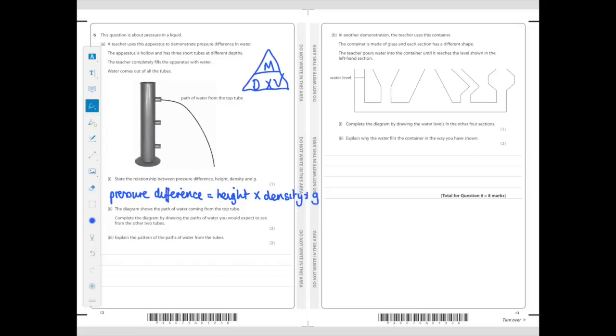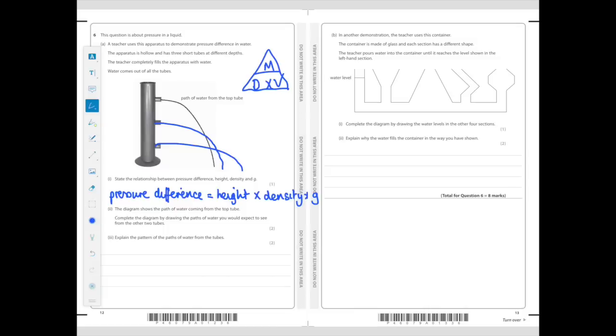Now I already told you that the lower down you go in water, so the further under the ocean, the same is the case here, the greater the pressure that is experienced. That means that the path of water coming out of the lowest pipe will have travelled the furthest due to that increased pressure. So we're looking at something like this. And then for the middle tube, you're looking for an intermediate path, so like that. Explain the pattern of the paths of water from the tube. So I've accidentally already alluded to this.